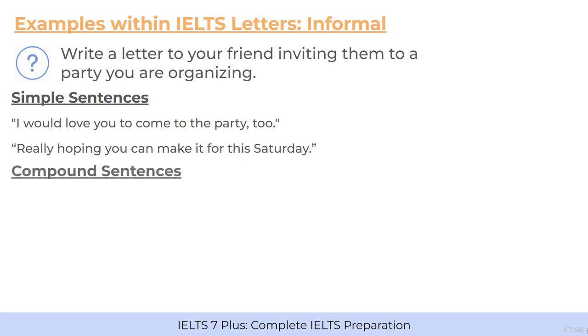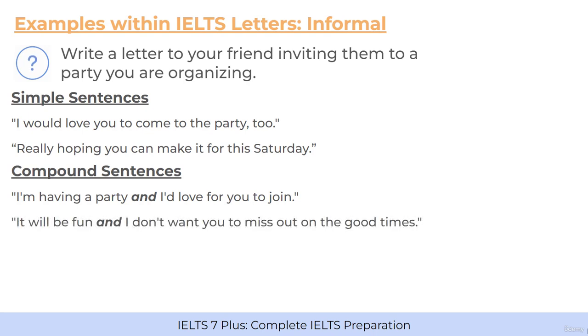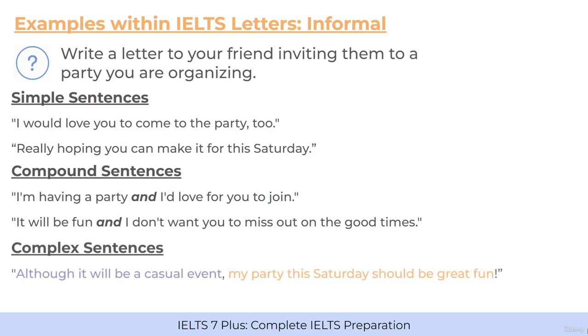And compound. I'm having a party and I'd love for you to join. It will be fun and I don't want you to miss out on the good times. Sounds like a good friend. And let's move on to some complex structures. Beginning with dependent. Although it will be a casual event, my party this Saturday should be great fun. Okay, so all the examples so far have been dependent, comma, independent.